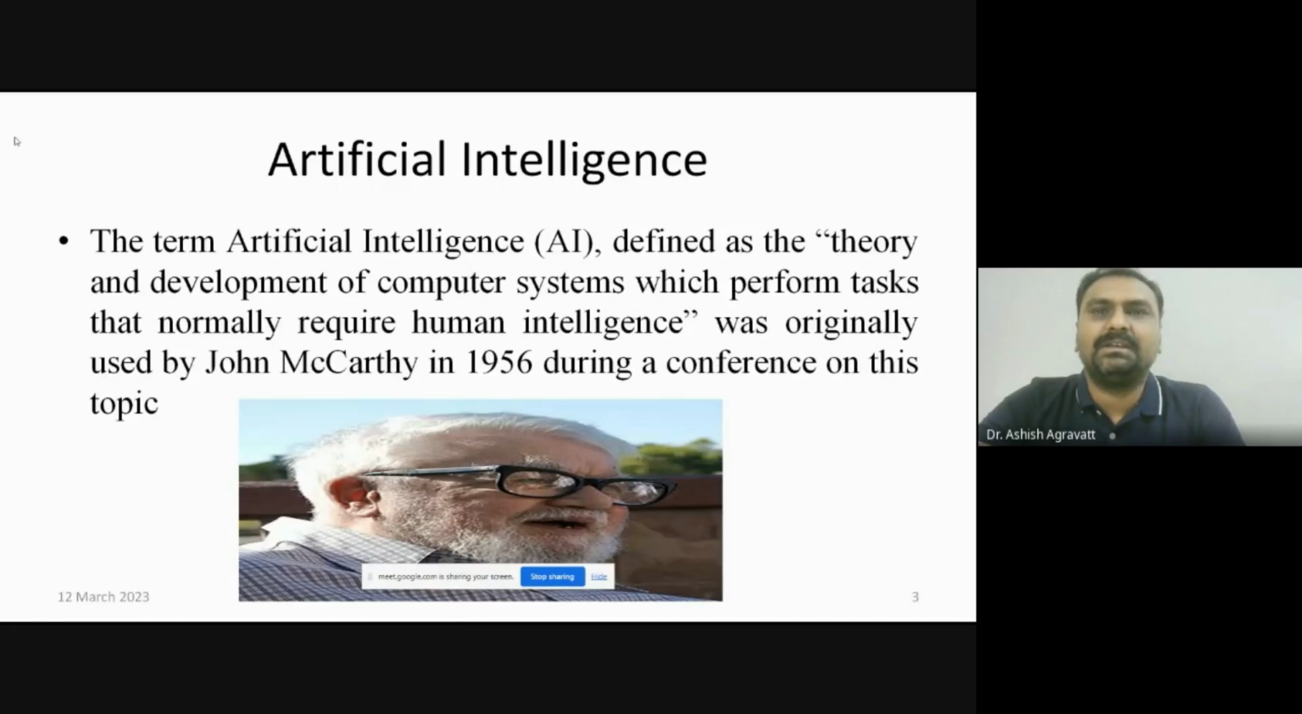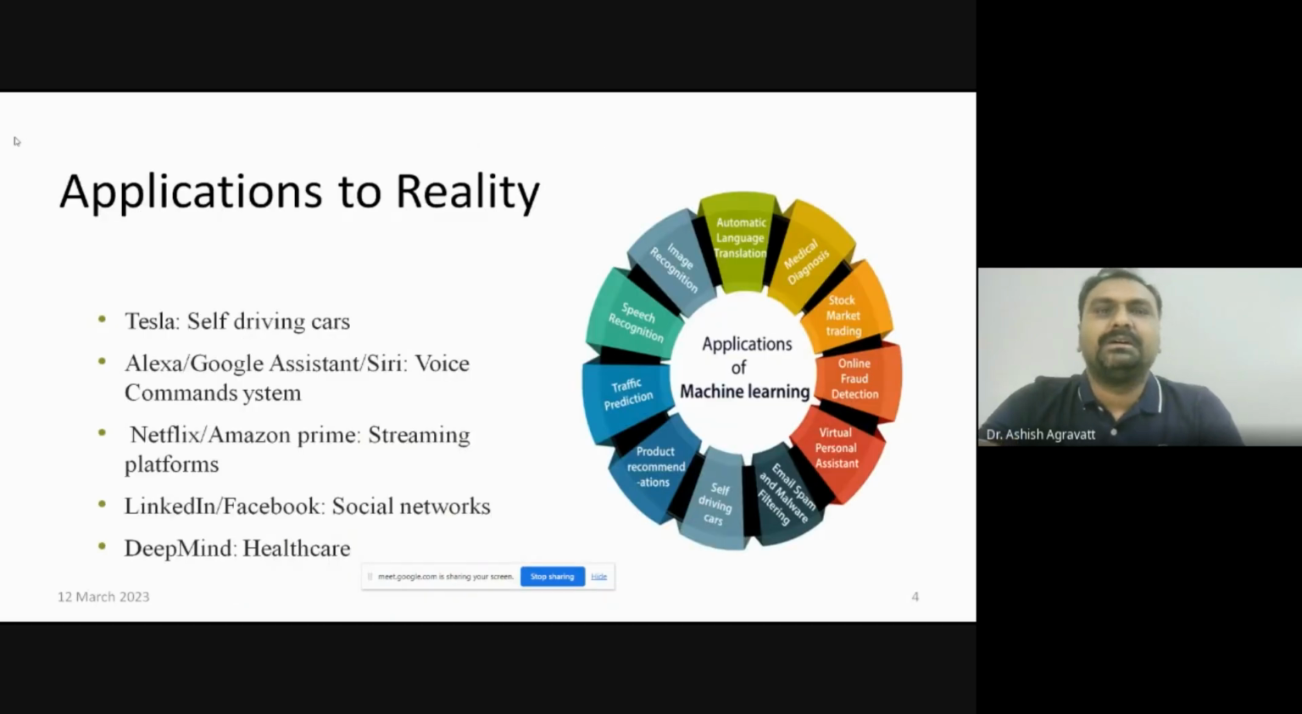The term artificial intelligence is defined as the theory and development of computer systems which perform tasks that normally require human intelligence. The term was originally used by the founding father of artificial intelligence, John McCarthy, in 1956. So it is not a new term. The application of artificial intelligence is very much in our day-to-day use now. We know that Alexa, Google Assistant, and Siri, the voice command systems, are based on artificial intelligence. Streaming platforms like Netflix and Amazon Prime also use artificial intelligence.